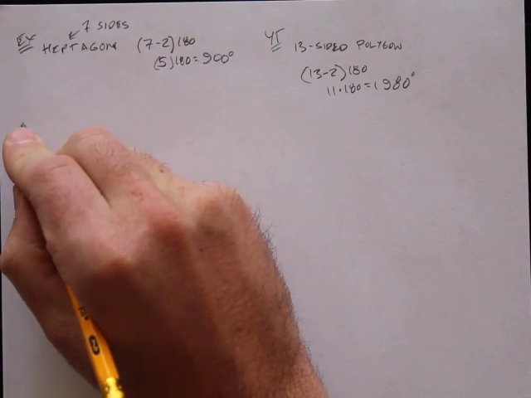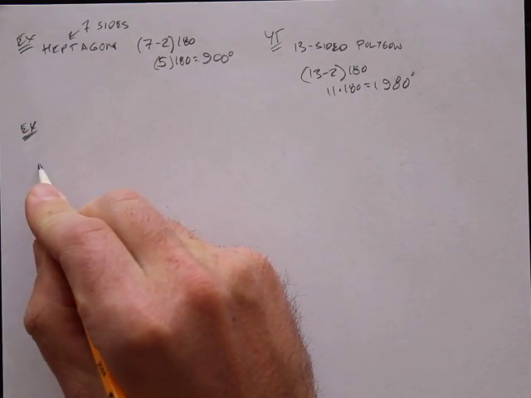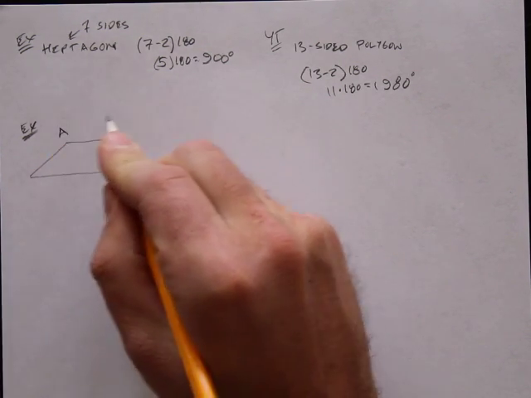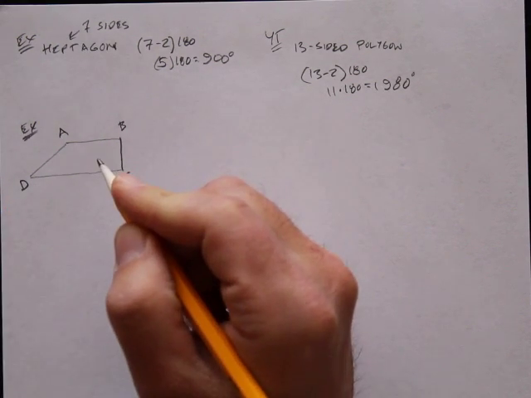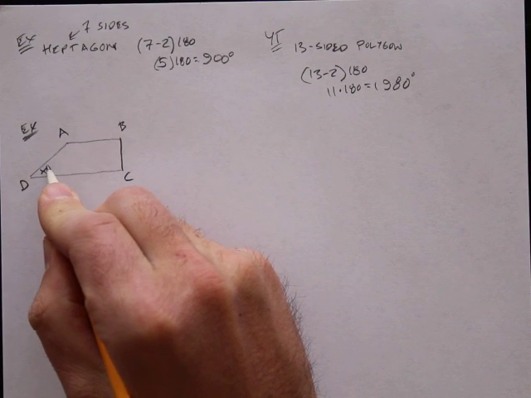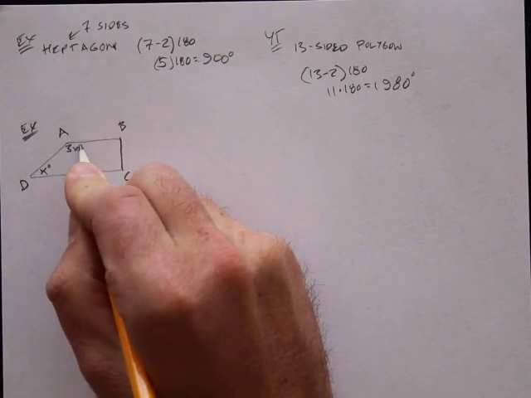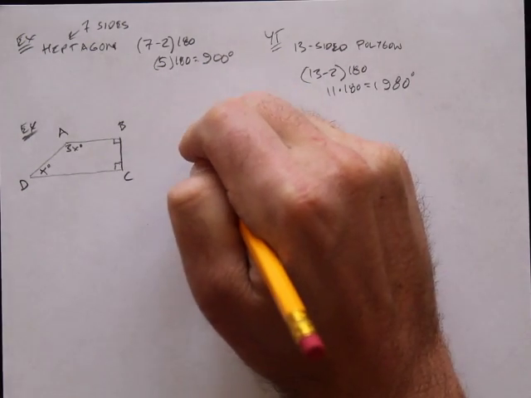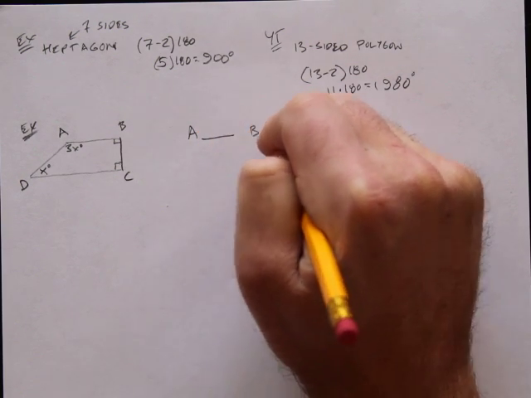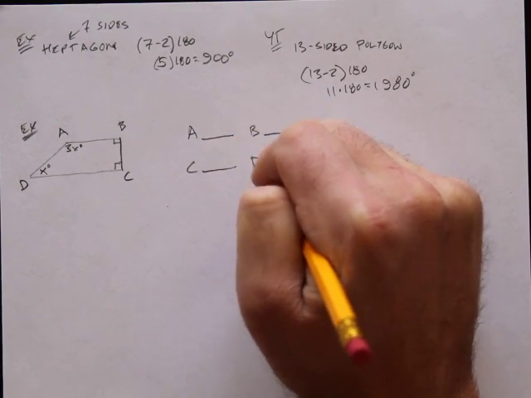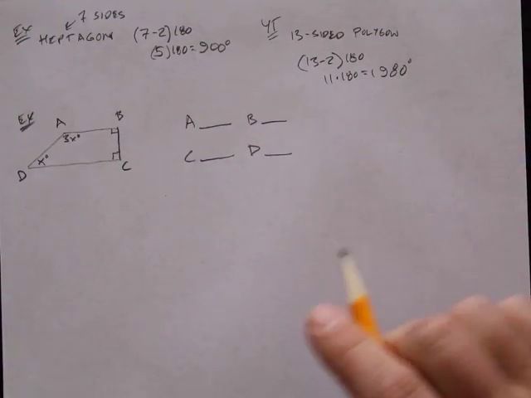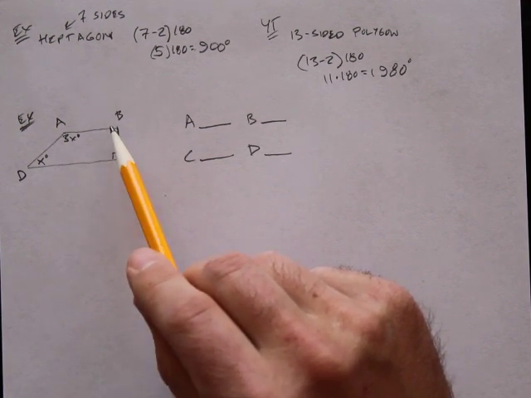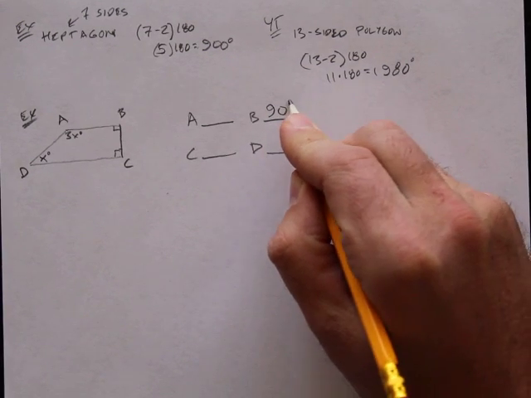Let's do another example. Let's draw a 4-sided object. This is A, B, C, D. Angle D is x degrees. Angle A is 3x degrees. Angle B and angle C are both right angles. I want to know angle A, angle B, angle C, angle D. Okay, so first off, when I take a look at this, I know B and C, these are both 90 degrees because they have that little box there. So I know these are both 90 degrees.